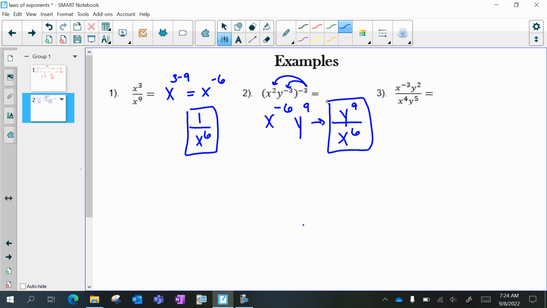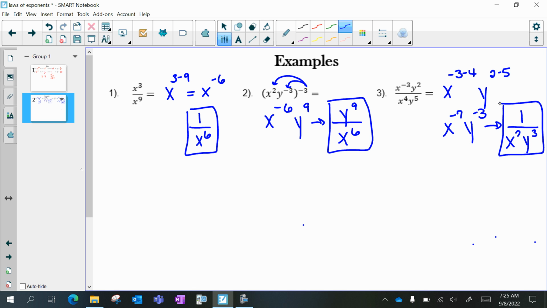Okay, and then lastly, number 3, I have a fraction, which is division. Same base x's, same base y's. Even though there's two different bases, we're going to group them together. So this becomes x negative 3 minus 4, y to the 2 minus 5. You don't need to show this step, but I just want you to see where it's coming from. So this becomes x to the negative 7, y to the negative 3. Now notice how they are both negative, so they are both going to move to the denominator to become positive, and then you need a placeholder in your numerator, so there's a 1.